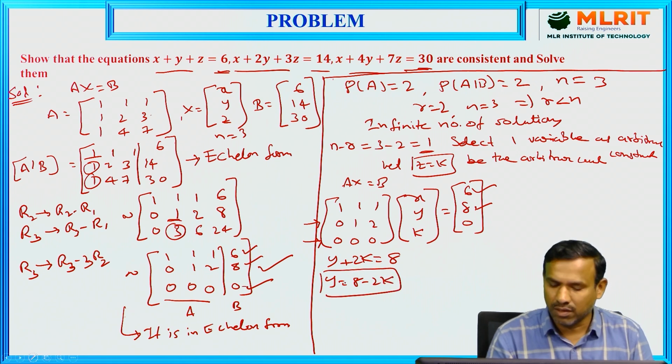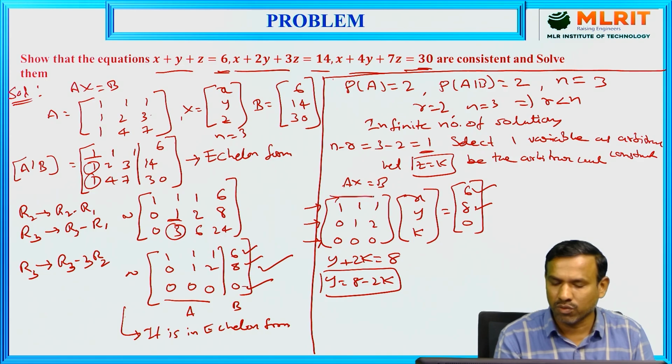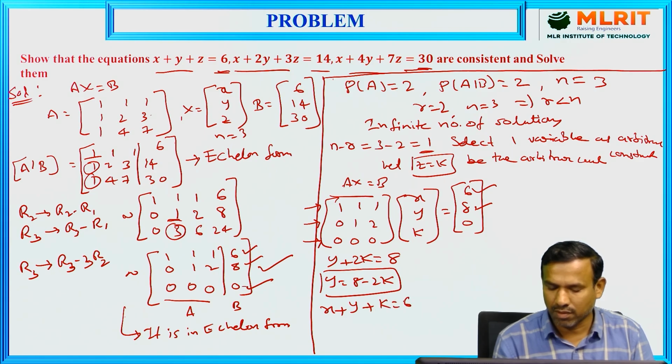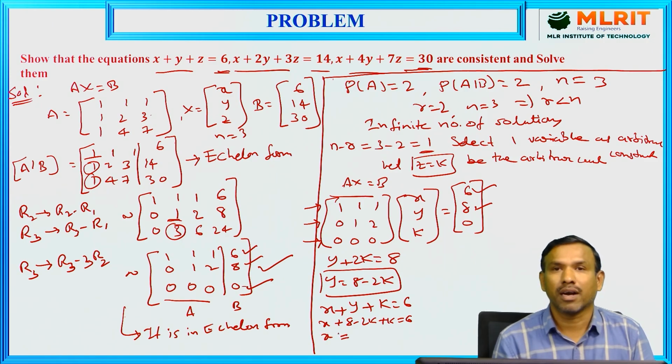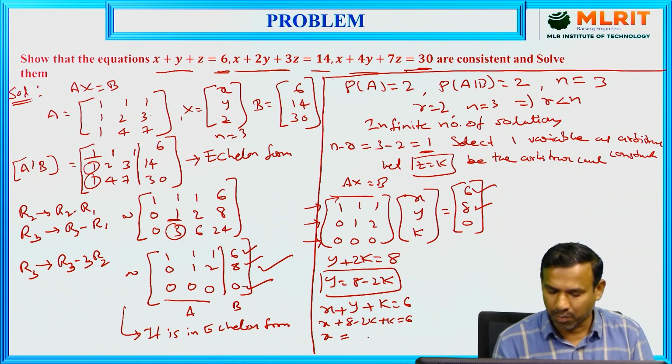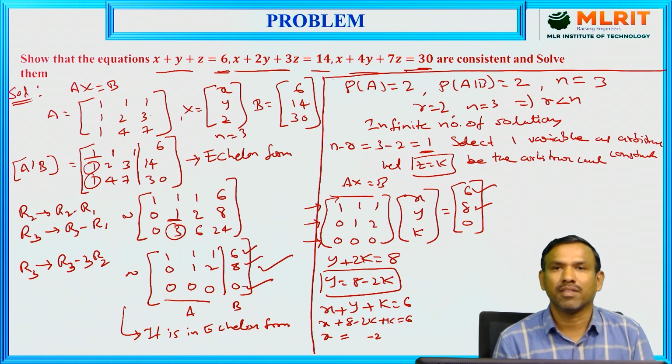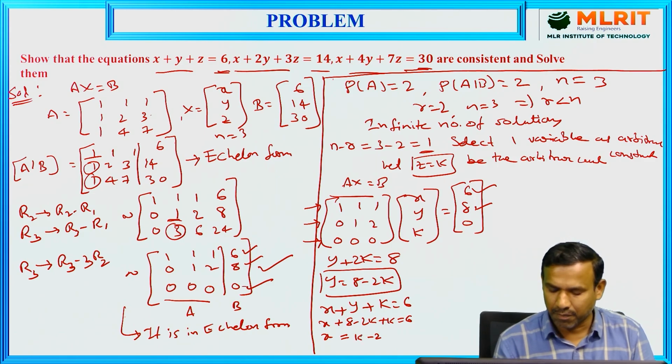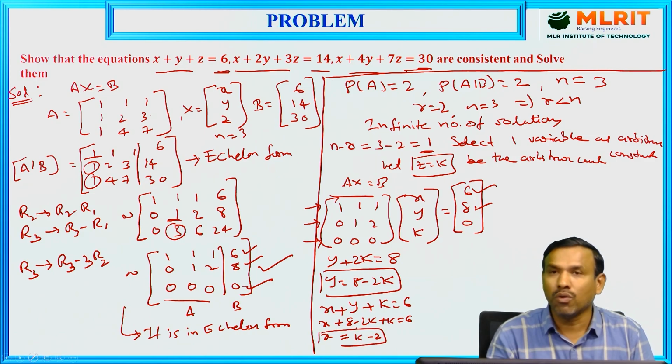Now take the first equation. 1 into x, x. 1 into y, y. 1 into k is equal to 6. But we already have the y value. X plus y, where y is 8 minus 2k, plus k is equal to 6. Simplify this equation. X is equal to the constant part 6, plus 8 taken to the other side: 6 minus 8 means minus 2. Minus 2k plus k is minus k; taking to the other side, plus k. So x is k minus 2.